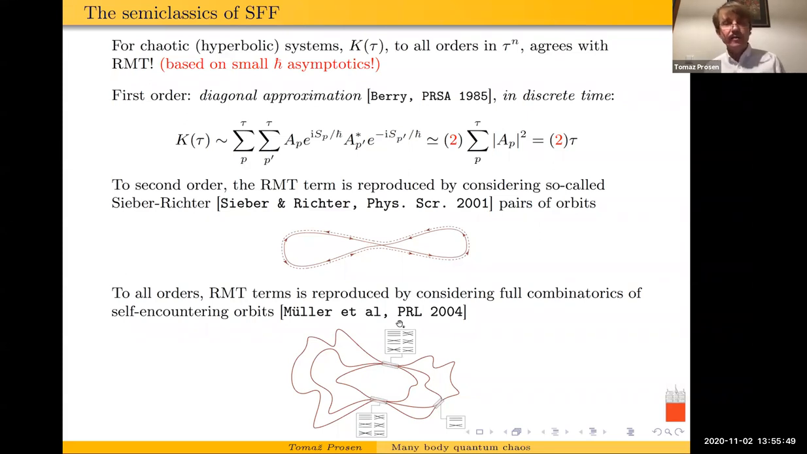I don't want to spend too much time on this because it's just the history of the problem, but this culminated in the PhD thesis of Sebastian Müller in 2004, in the group of Fritz Haake, who worked out these combinatorics to all orders and showed that at each order, the result exactly matches the result one gets from the random matrix prediction, from the stationary phase approximation of this double sum. This was considered a big success, and it was a big success. It answered many doubts people had, namely that semi-classics would never be able to explain random matrix results on spectral fluctuations, and that was shown by the mid-2000s.